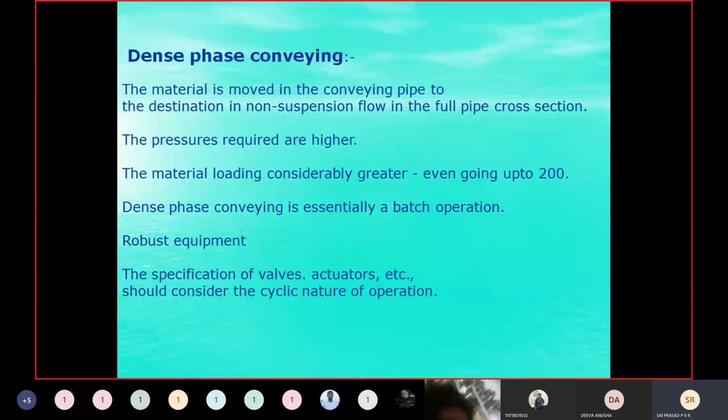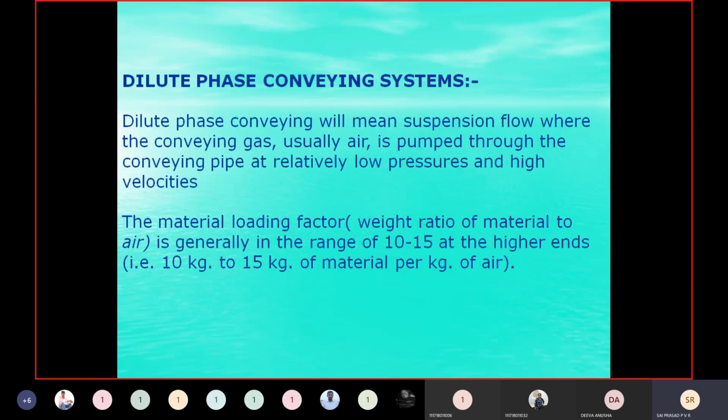Then what is the dense phase? The same flow sheet is used. The material is moved in a conveying pipeline to the destination in a non-suspension flow in a full pipe cross section. So here you see the difference. Here you have a suspension. What do you mean by suspension, sir?